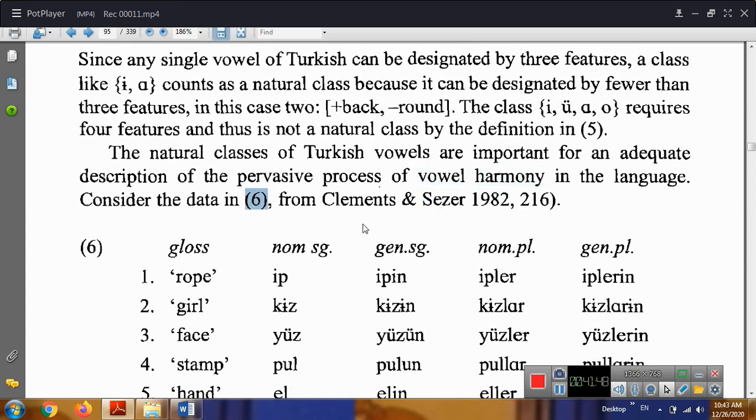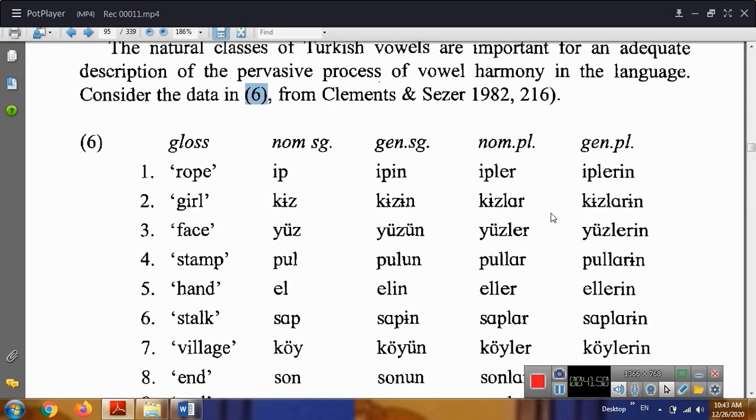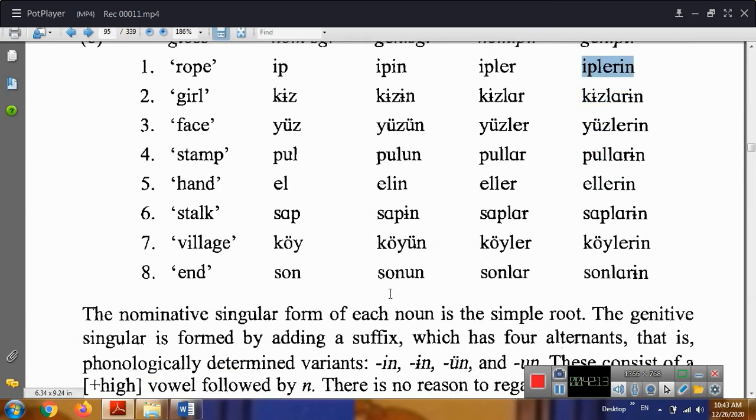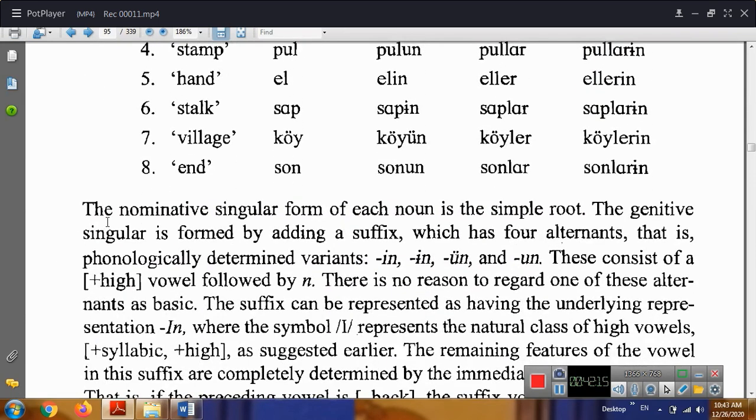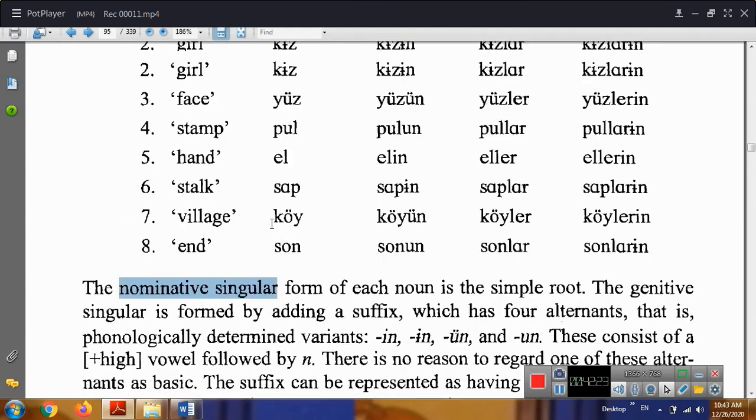Consider the data in 6 from Clements and Sezer. Here we have such words: ip, ipin, ipler, and iplerin, and other words. The nominative singular form of each noun is a simple root.